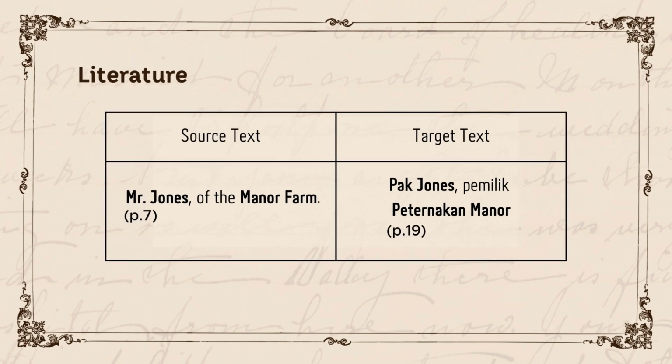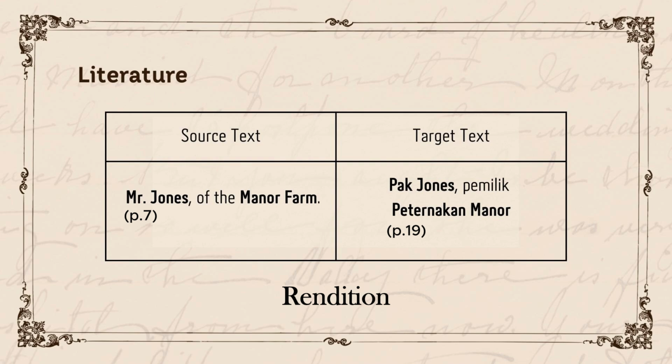Our final example is the translated version of Animal Farm, a novel by George Orwell. Mr. Jones is translated into Pak Jones using the rendition strategy. The name Mr. Jones refers to a man named Jones called by an honorific, Mr. Then, the target text is Pak Jones, a man named Jones called by an honorific, Pak. So, Pak Jones is the literal translation of Mr. Jones.